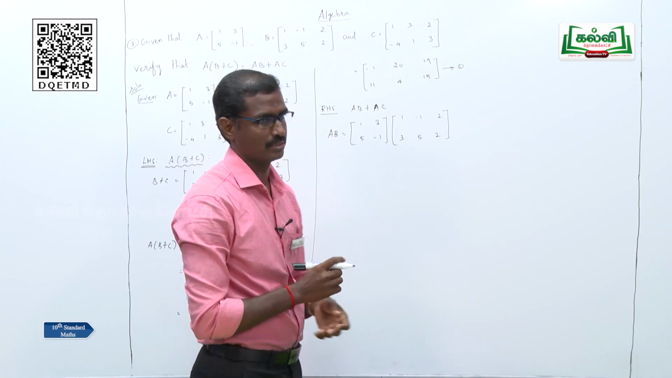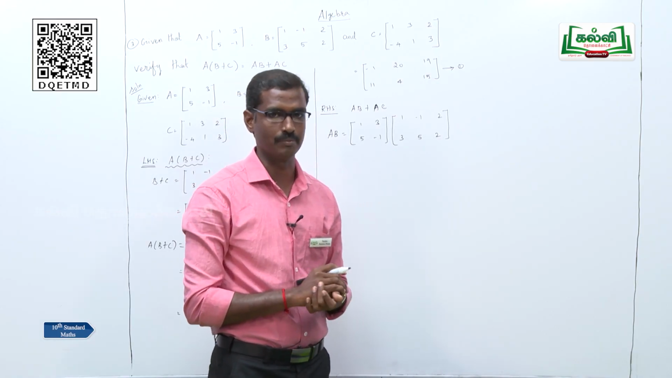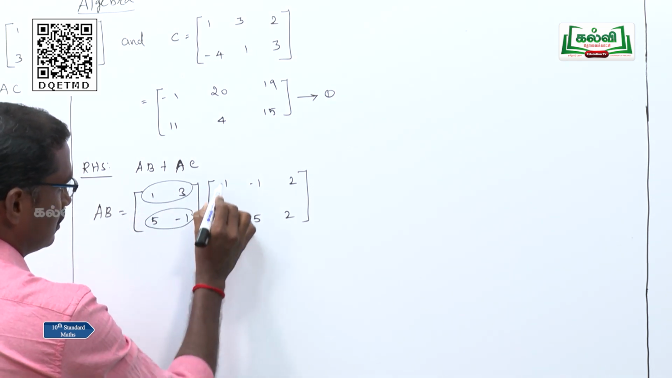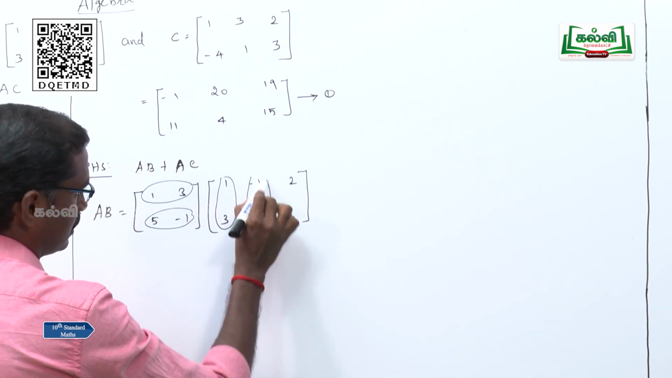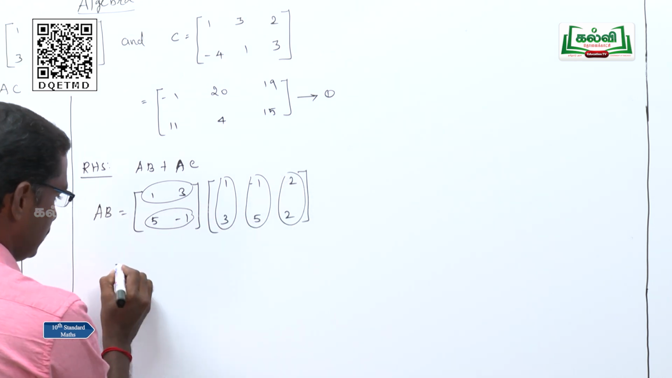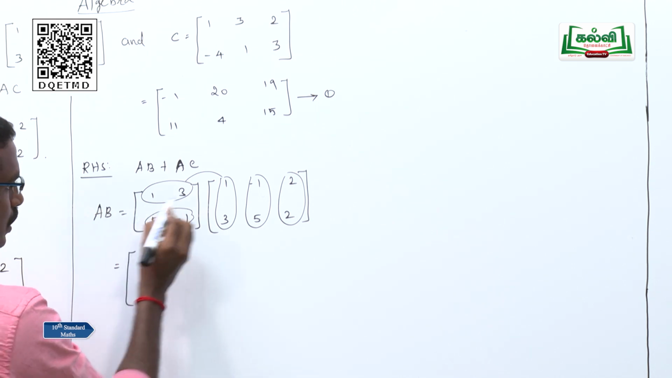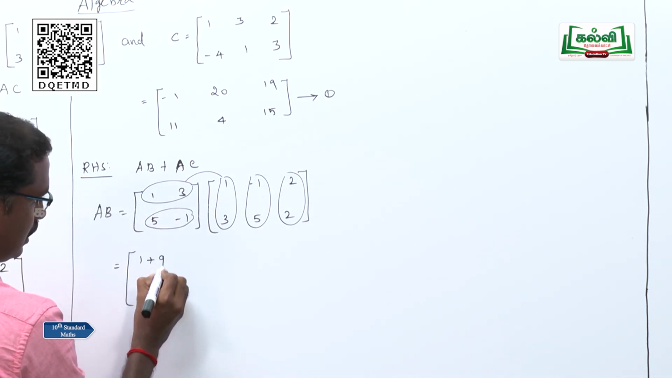Multiplication of two matrices, rule for multiplication: row by column. So circle the first matrix row-wise, and circle the second matrix column-wise. First multiplication, first row first column: 1 1s are 1, 3 3s are 9.